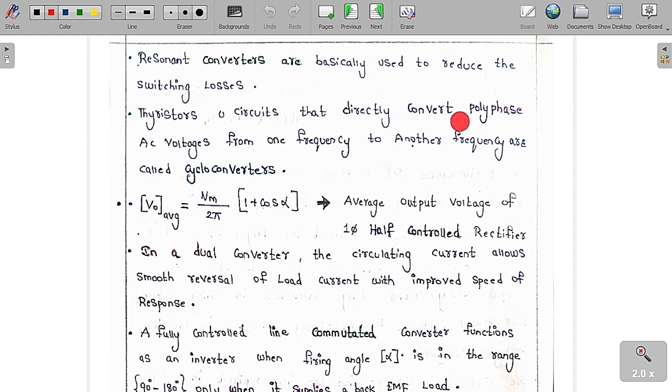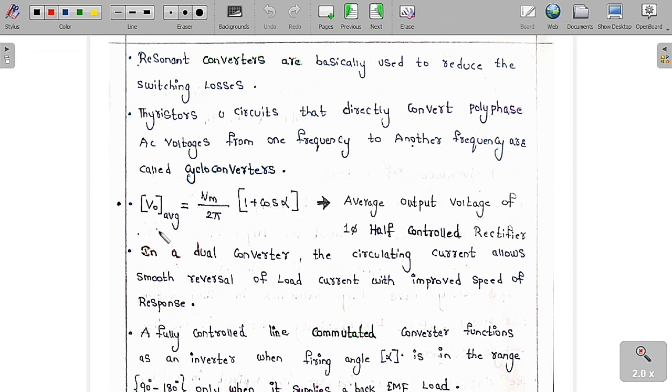Thyristor circuits that directly convert polyphase AC voltage from one frequency to another frequency are called cycloconverters. I have already told you this important point, the definition of cycloconverter. Cycloconverter means input is a fixed AC and the output is a variable AC of variable frequency, meaning variable magnitude and also variable frequency. The output frequency can be lesser or greater than the input frequency, so we can say f0 is equal to n into fi, where f0 is the output frequency, fi is the input frequency, and n is a pure integer.